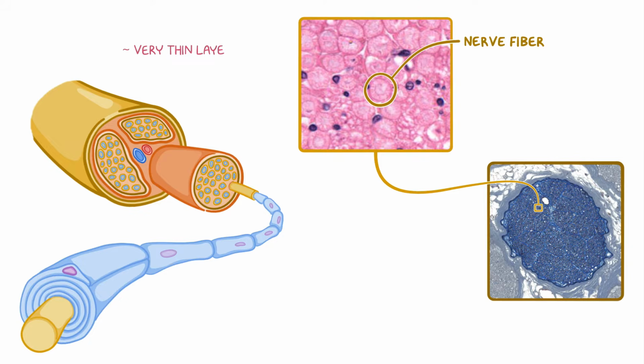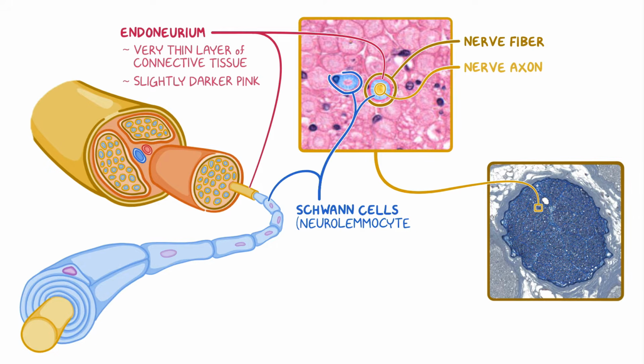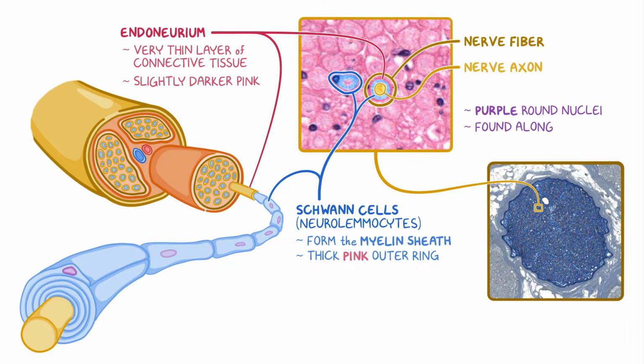The very thin and delicate layer of connective tissue surrounding each nerve fiber is called the endoneurium. The endoneurium stains a slightly darker pink compared to its contents, which include the individual nerve axons at the center, as well as the Schwann cells, or neurolemocytes, that form the myelin sheath around larger nerve fibers. The myelin sheath can be seen as a thick, pink outer ring that surrounds many of the nerve fibers. The basophilic or purple round nuclei found along the outer edges of the nerves are the nuclei of Schwann cells.